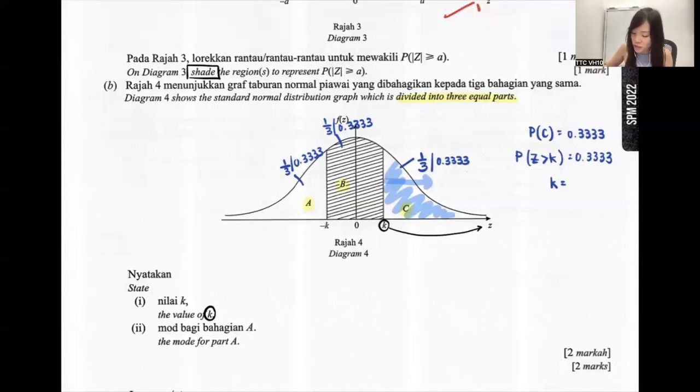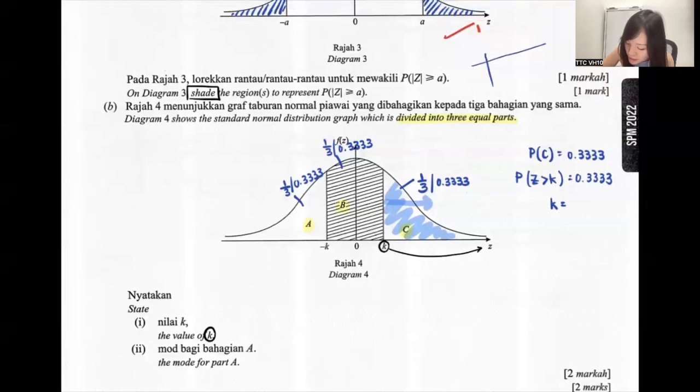So now go to your table. Remember, it's inside. Find 0.3333. Let me try to find 0.3333. Don't have. The nearest is 3336. So how do I have 3333?